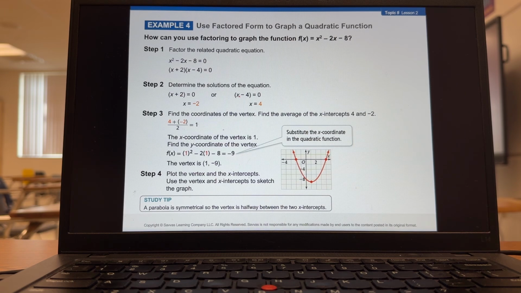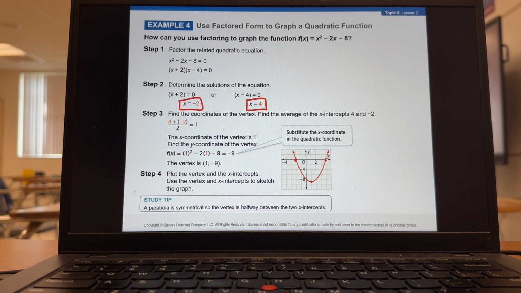Separate them into two equations. X plus 2 equals 0, x minus 4 equals 0. This x would equal a negative 2, and this x would equal a 4. So when you graph it, your parabola, one point should be at negative 2, 0. Your other point should be 4, 0.